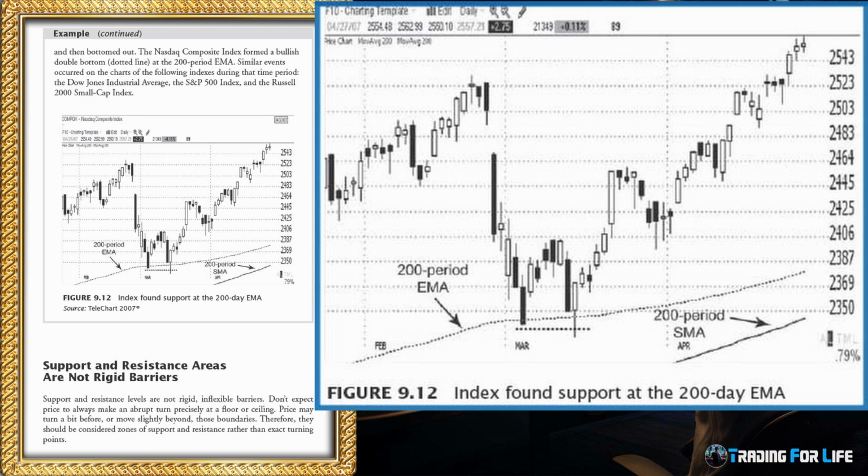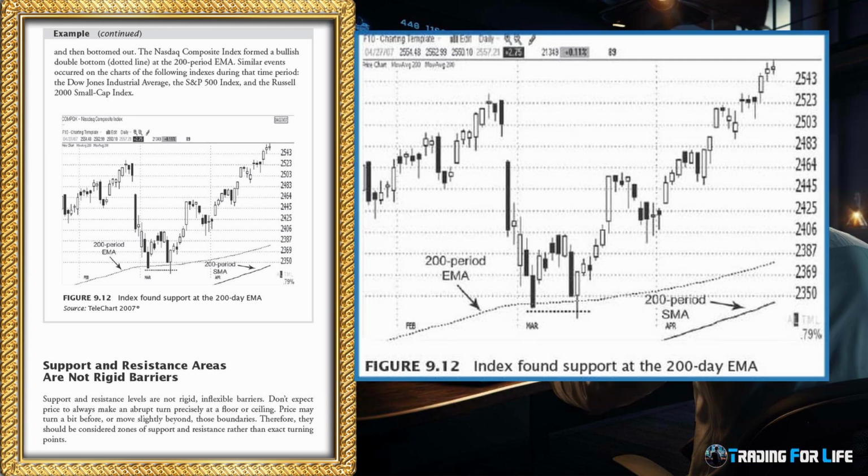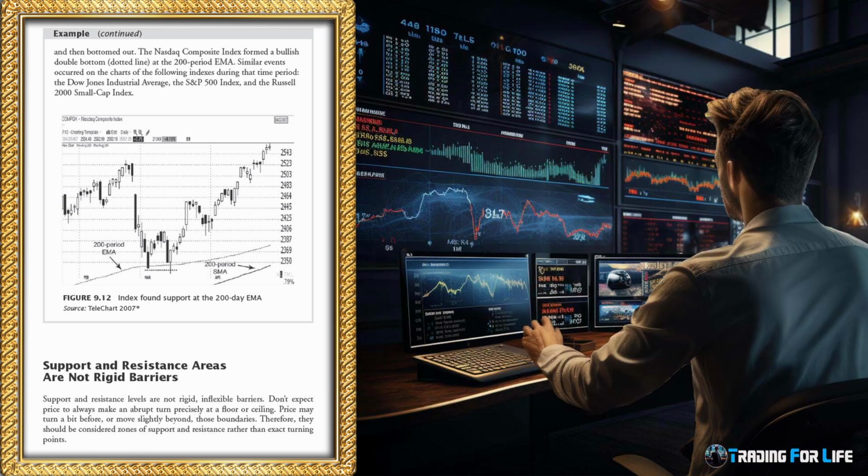Similar events occurred on the charts of the following indexes during that time period: the Dow Jones Industrial Average, the S&P 500 Index, and the Russell 2000 Small Cap Index. Support and resistance areas are not rigid barriers. Support and resistance levels are not rigid, inflexible barriers. Don't expect price to always make an abrupt turn precisely at a floor or ceiling. Price may turn a bit before or move slightly beyond those boundaries. Therefore, they should be considered zones of support and resistance rather than exact turning points.